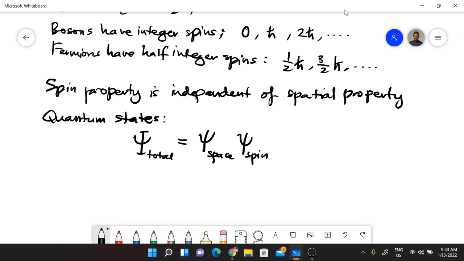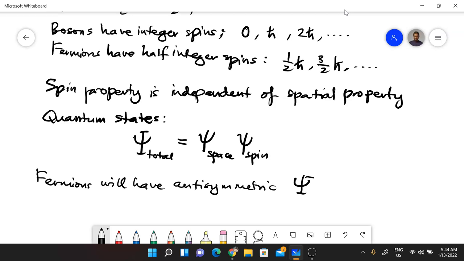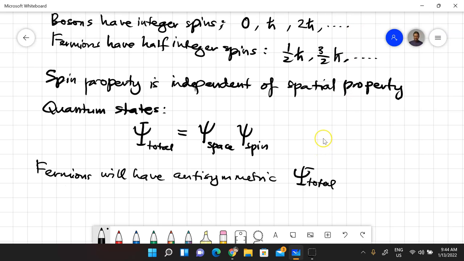And for the behavior of these bosons and fermions, remember they have special exchange symmetry. For example, bosons have the symmetric one, and the fermions have the anti-symmetric one. So let's consider the case of the fermions. They will have anti-symmetric not just on one factor, but for both, for the total quantum state. Okay, so that gives us this possibility.